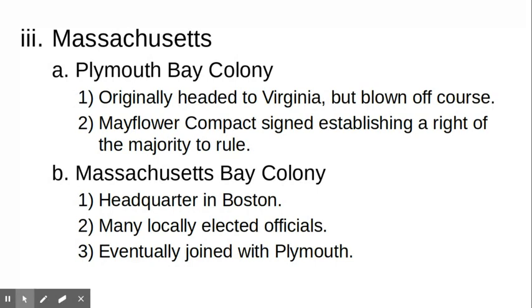We kind of simplify it. When people are younger, we just tell them about Plymouth, but actually it was two parts. The first part is Plymouth Bay, the Plymouth Bay colony. And what a lot of people don't know is that it was originally supposed to be part of Virginia. The Pilgrims had gotten permission from the Virginia Company, and they were headed to Virginia when they were blown off course.